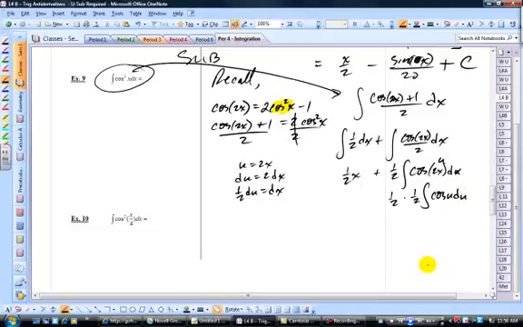Yeah? Okay. What's the integral of cosine? What is it? I heard a negative sign, I heard sine. Which one is it? I still heard two different answers. It's positive sine because the derivative of sine is just cosine, yes? So here we go. So we get 1/2 x plus 1/4 sine of u, but u is 2x, plus c.